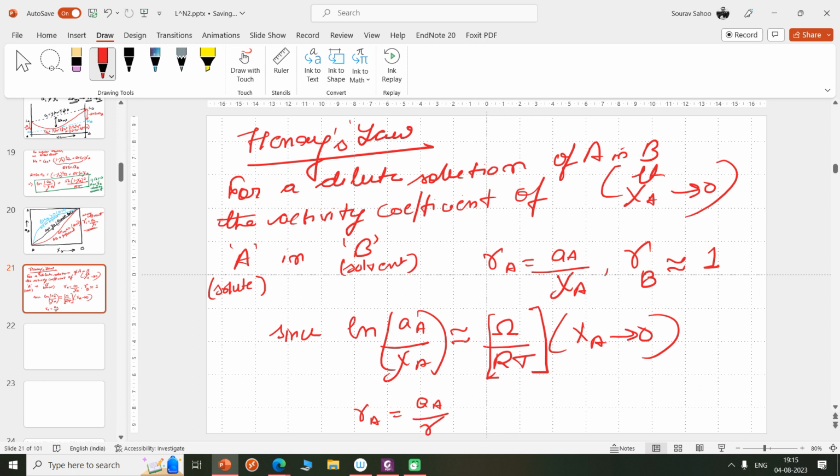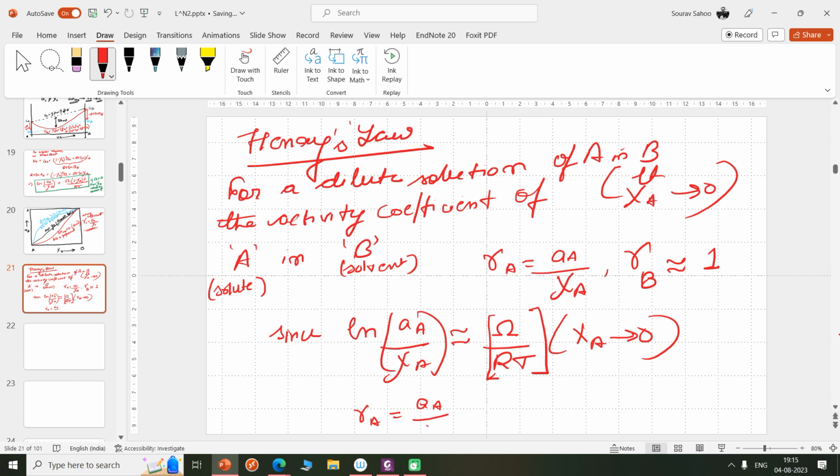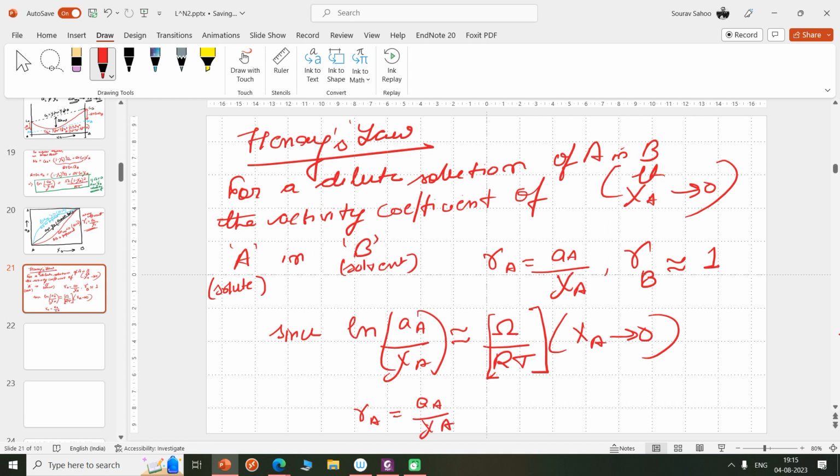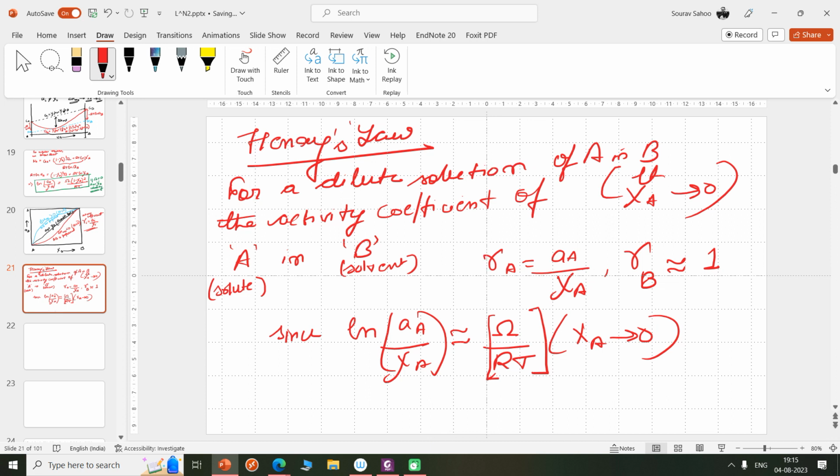So this logarithm of a very small quantity, we can just take this, right? So ultimately what it tells us is that the activity coefficient of the solvent phase, which is higher in amount, will behave like ideal, whereas the activity coefficient of the solute will not. So that's Henry's law and Raoult's law. Okay.